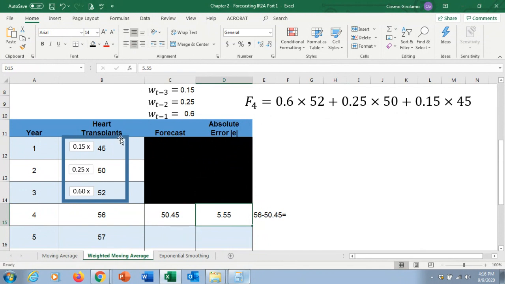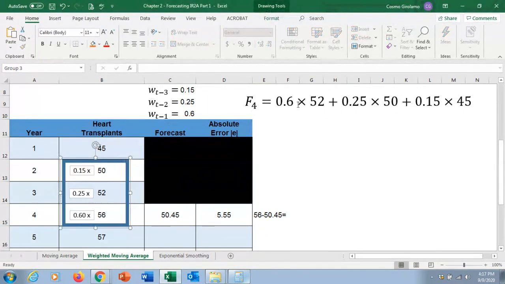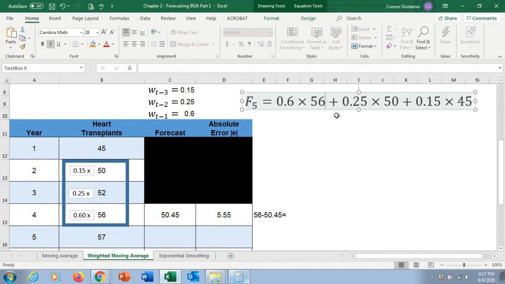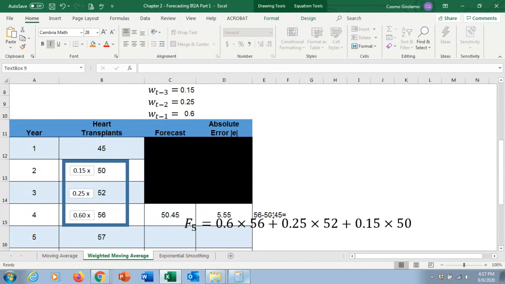5.55. Now, it's called a 3-year weighted moving average. The weights stay the same, but they slide. So when I slide this down, I'm going to slide this down so that I can figure out F5. So what is F5? 0.6 multiplied by, so the weight 1 period back, 0.6. What happened 1 period back for F5 is 56. 0.25 multiplied by what happened 2 periods back, so that's 52. 0.15 multiplied by what happened 3 periods back, so that's 50. And there's our formula for figuring out F5.